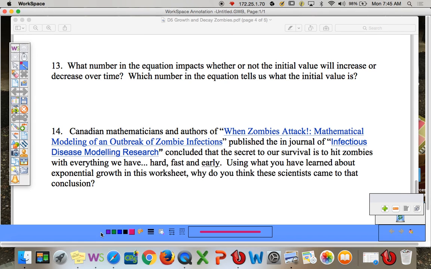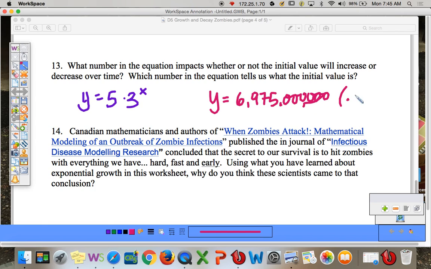So when the zombies were increasing, here's what the equation looked like. We started with 5 zombies and went up by 3 per day. But when it was decreasing, we had that 6,975,000,000. But we multiply that by that 0.85 because it was 85% per day. So it says which number in the equation impacts whether the initial value will increase or decrease over time. It's going to be this number right here. If this number right here is greater than 1, it's going to increase. If this number right here is less than 1, it's going to decrease.